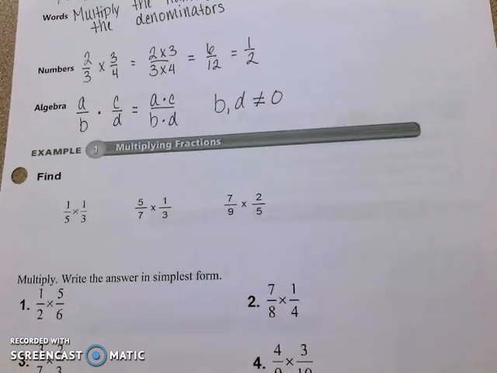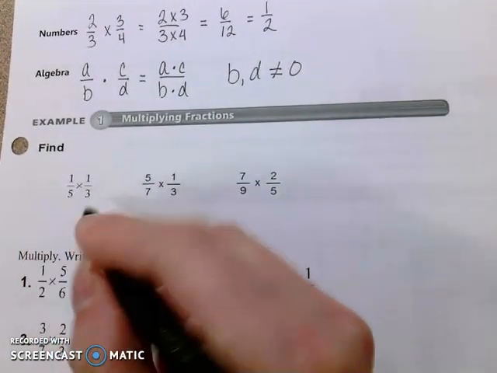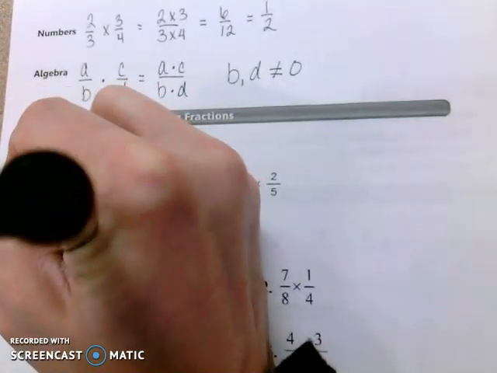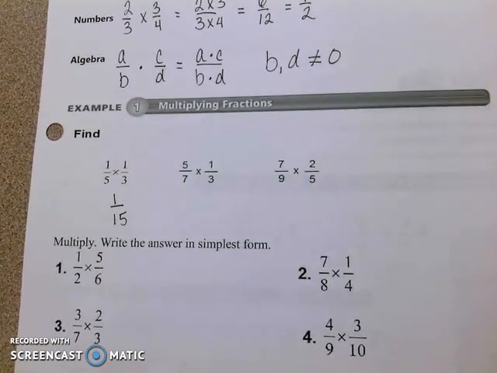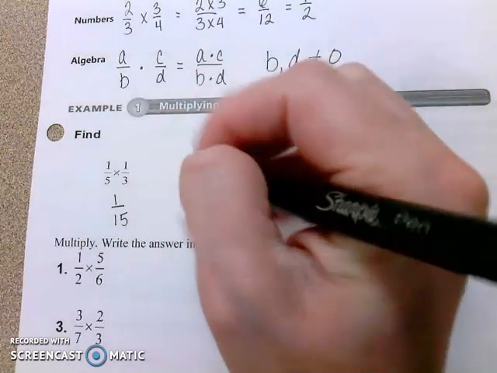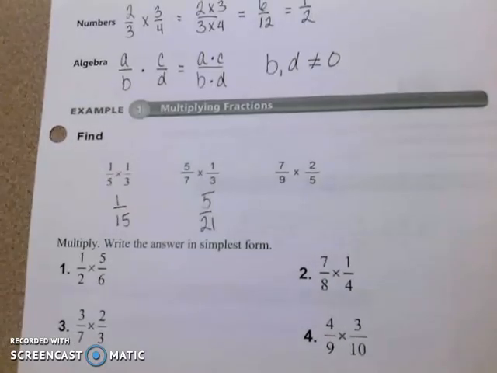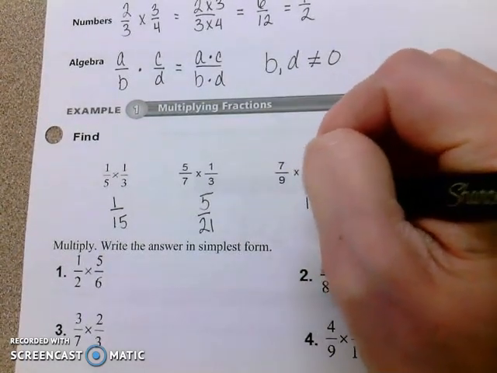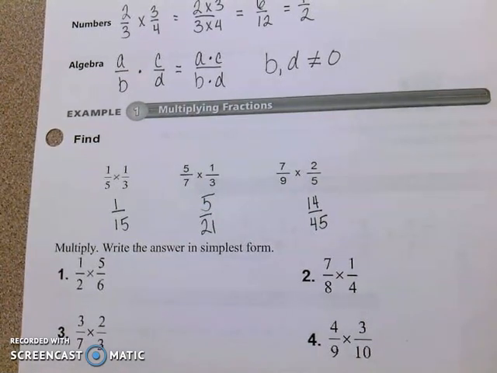Okay, so let's look at a few examples here. So 1 times 1, 5 times 3, we would get 1/15 there. For the next one, 5 times 1 and 7 times 3, 5 over 21, 7 times 2, 9 times 5, 14 over 45. Those are all already in simplest form.